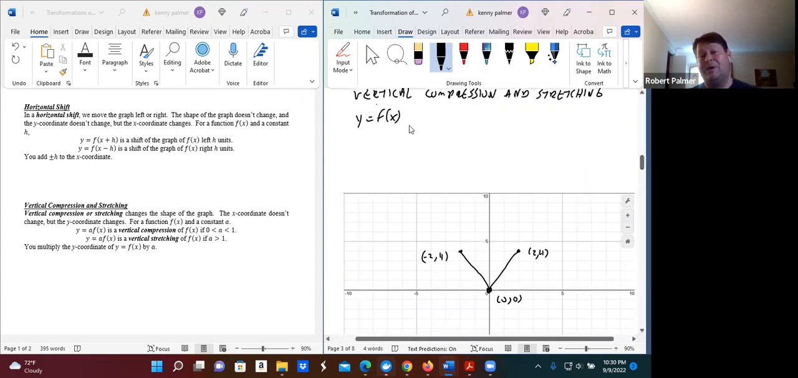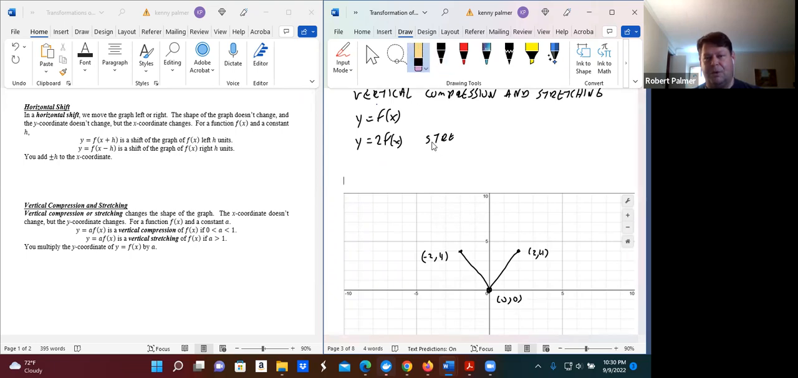Now, let's get our first example. So once again, we're going to do this by a factor of 2. First, we're going to write y is equal to 2 times f of x. But since f of x is y, you can imagine 2 times that makes y twice as big. This is going to be a vertical stretching.